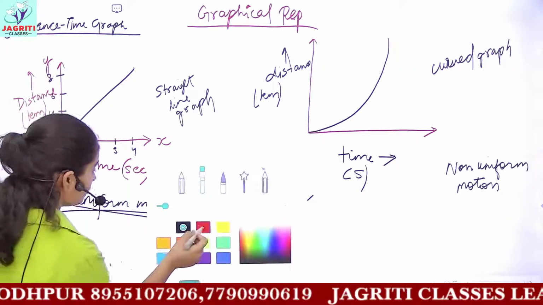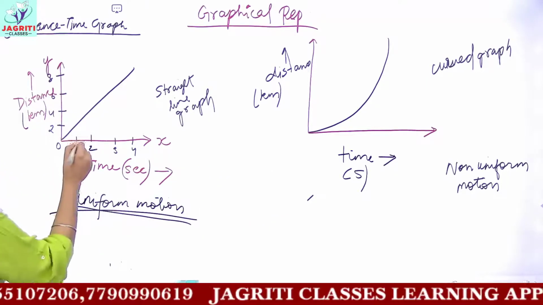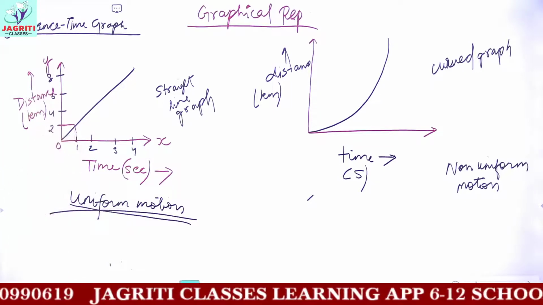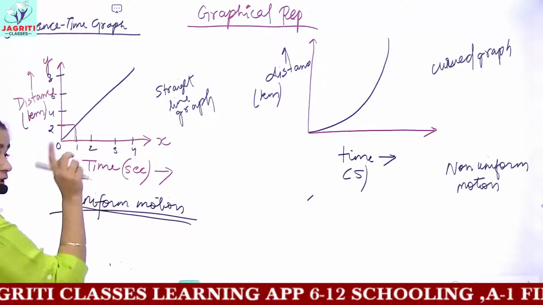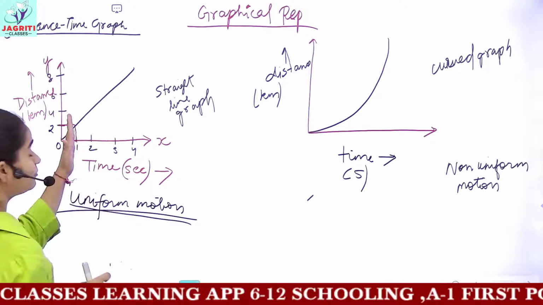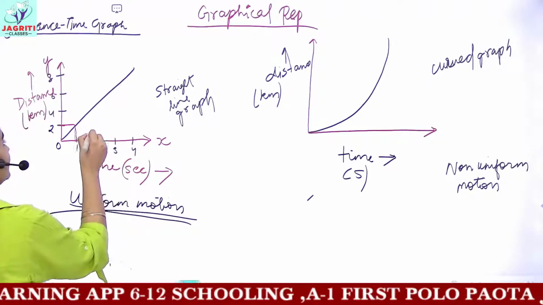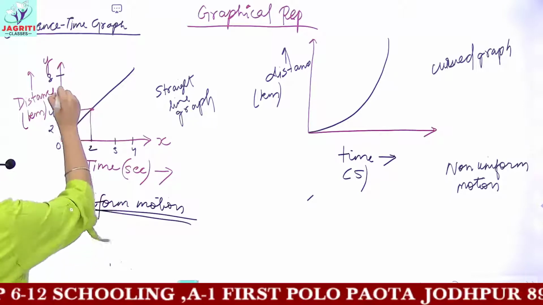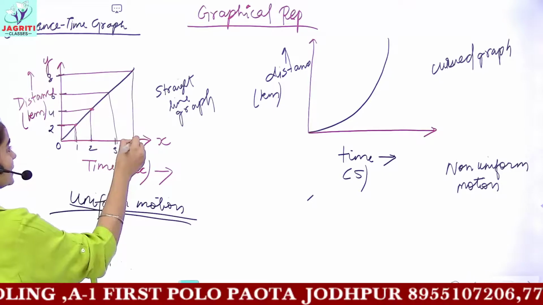So if I now make the markings, what I get is, in 1 second, the object covered a distance of 2 kilometers. Then in the next 1 second, the total time is now 2. So at the interval of 2, the object covered a distance of 4. And similarly, if I trace these, then I would get this kind of graph.